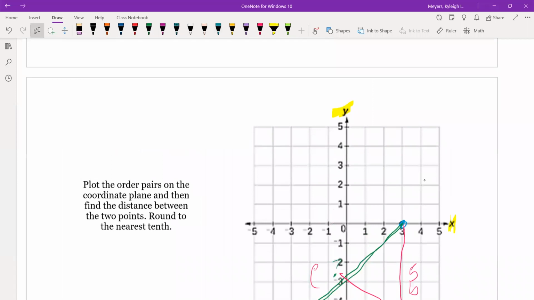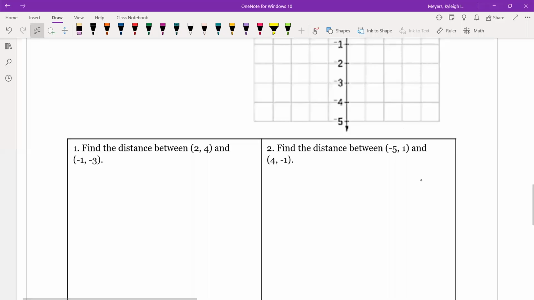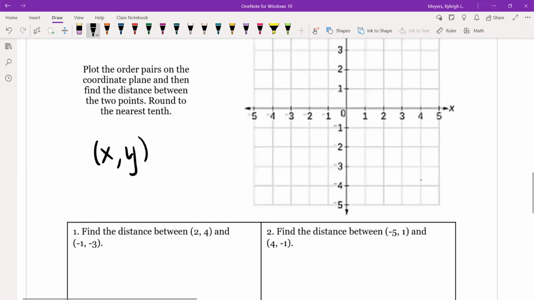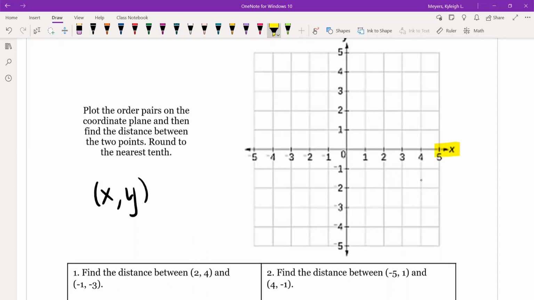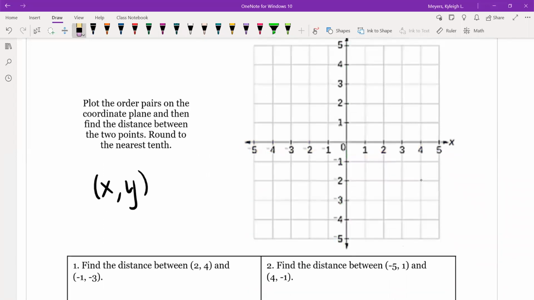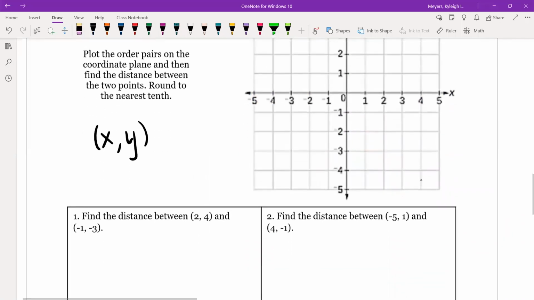So, hold on. So this side's a little different. We're given 2 ordered pairs. Remember, an ordered pair goes x, comma, y. And that relates to the axes. We always go to the x-axis first, and then the y-axis. Okay? So we always go left and right first, then up and down. So we're going to have to plot the ordered pairs and then find the distance.